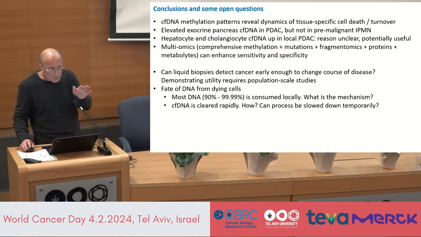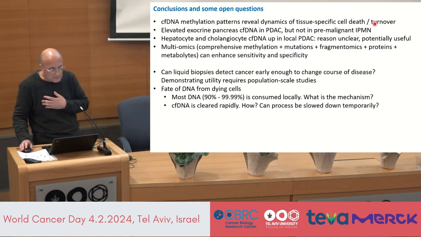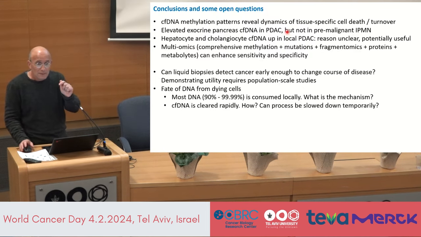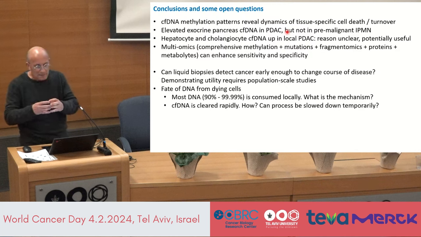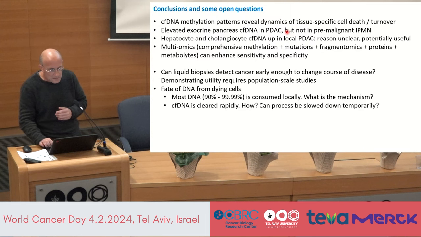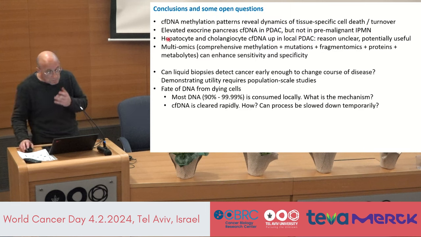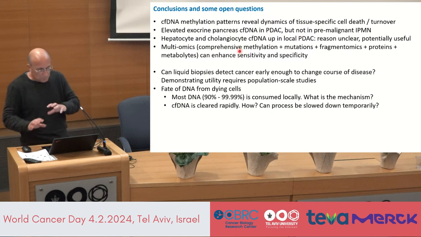So in summary, I showed you that the patterns really reveal the dynamics of tissue-specific cell death, methylation patterns. Elevated exocrine pancreas cell-free DNA in pancreatic cancer, not in pre-malignant lesions, which is a good thing, right? In IPMNs and also in other cases of pre-cancer, we don't see that. So it's really a marker for cancer at the early stages. I talked about the puzzling elevation of liver-derived cell-free DNA in people with PDAC, and I think the multi-omics are the way forward for really enhanced specificity and sensitivity.